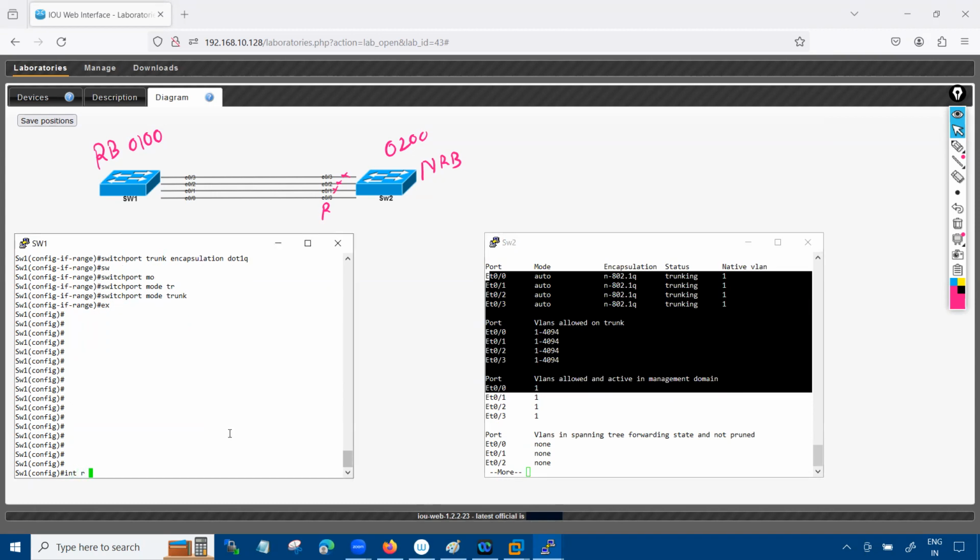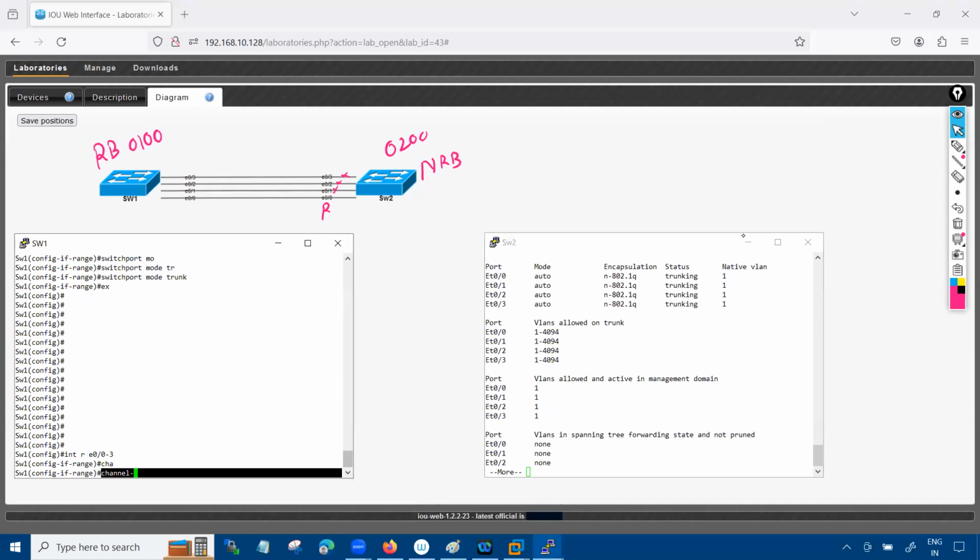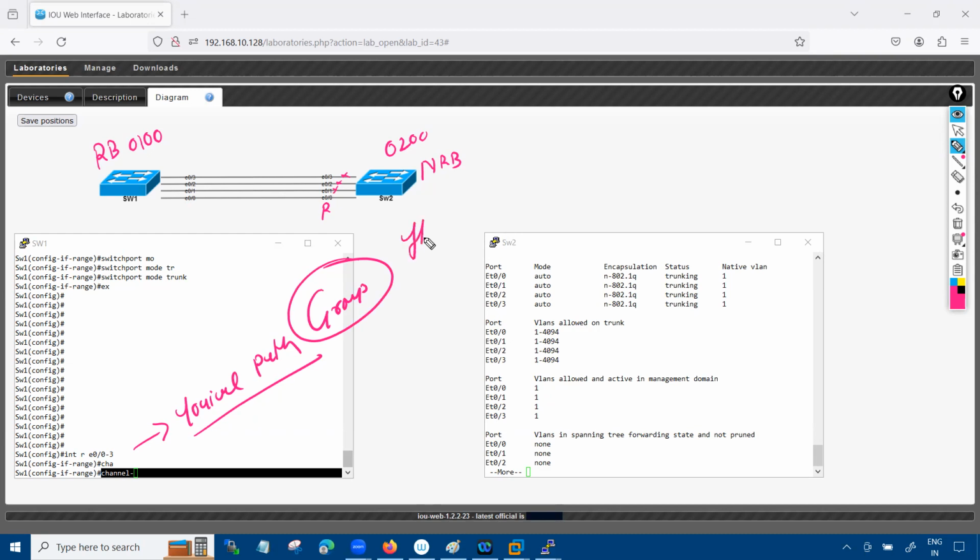I'll go to interface range 0/0 to 3. The first command I will say is channel, right? What is channel? I'm going to create a logical path. And to create the logical path, what do I have to do? I need to group the physical links. And when I group the physical links, I need to define the ID of that logical link.